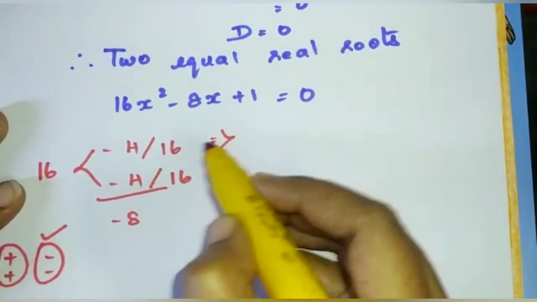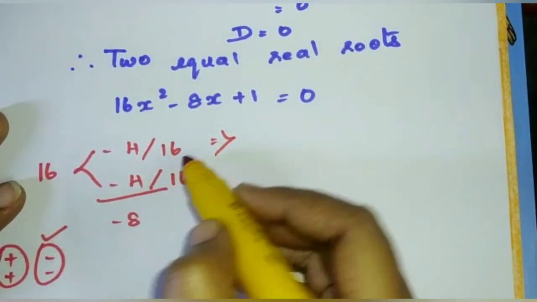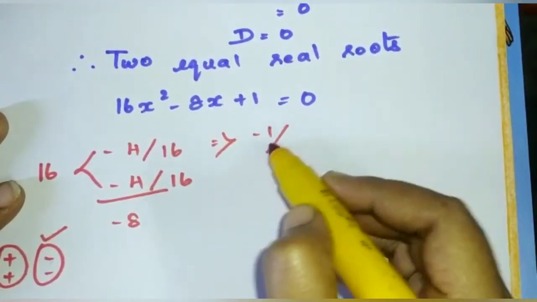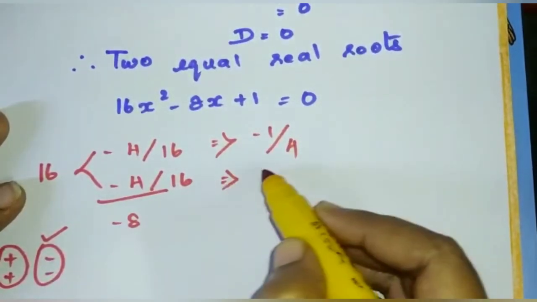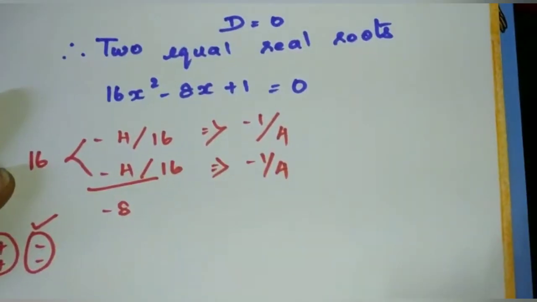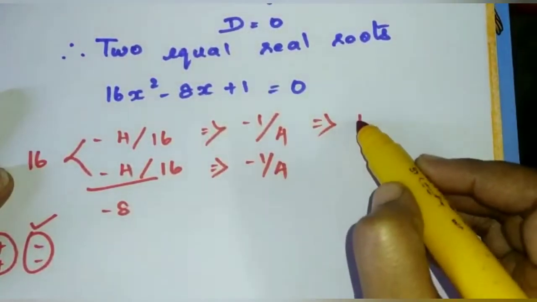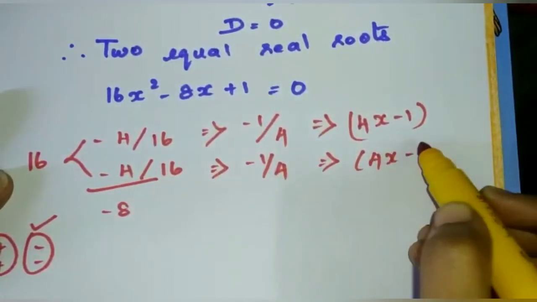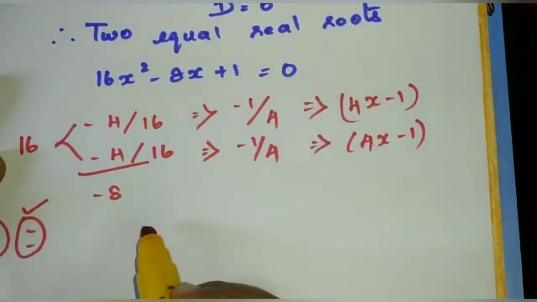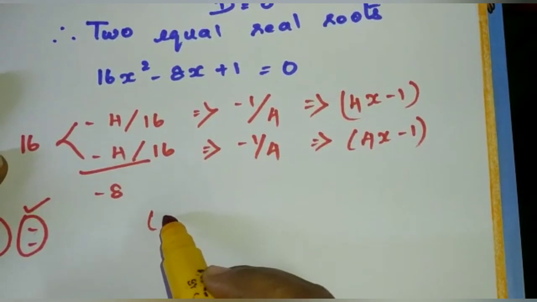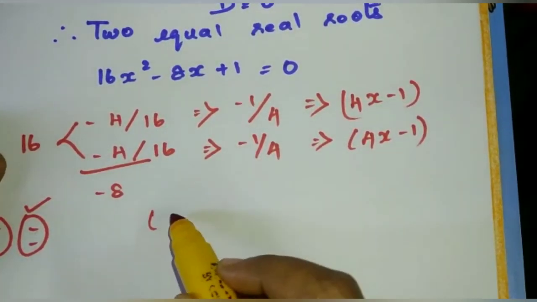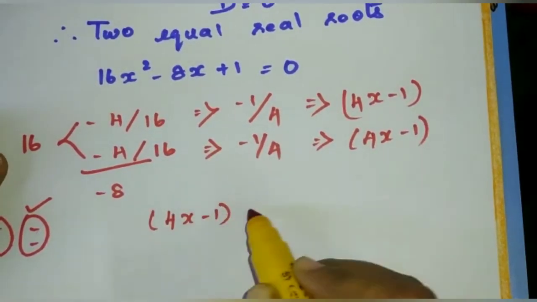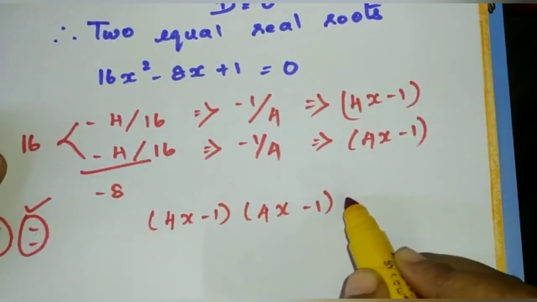Divided by 16, you can cancel this one, no? How many times can we cancel? In the 4 table itself we can cancel it. So the remaining is 4 ones are 4, 4 4s are 16. So minus 1 by 4 and minus 1 by 4. Now tell me the factor. 4x minus 1 and 4x minus 1. Same factors. So for the given quadratic equation 16x square minus 8x plus 1, you got 4x minus 1 and 4x minus 1 as the factors.